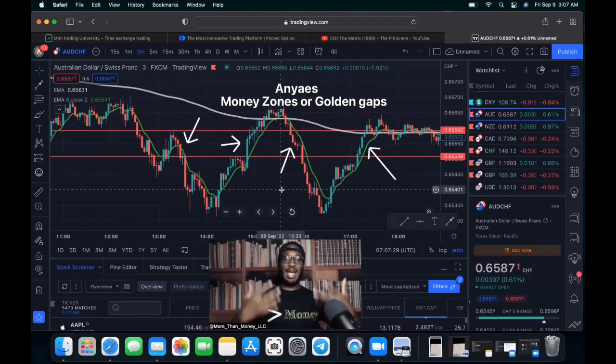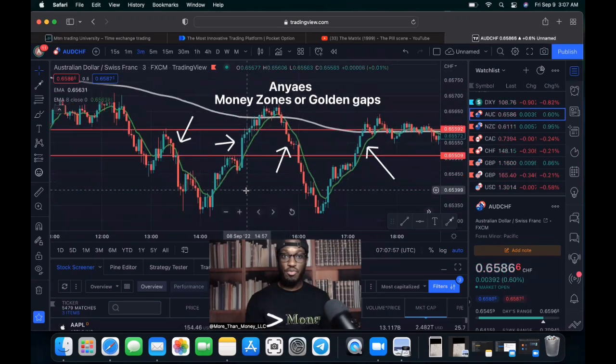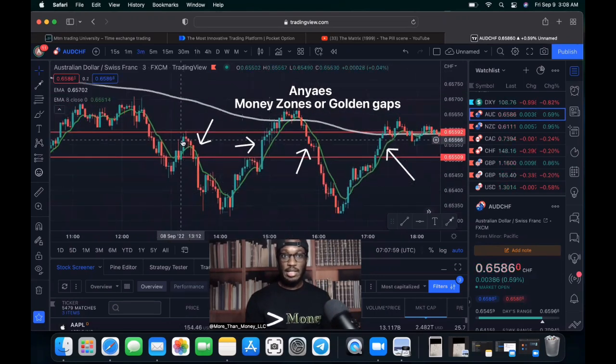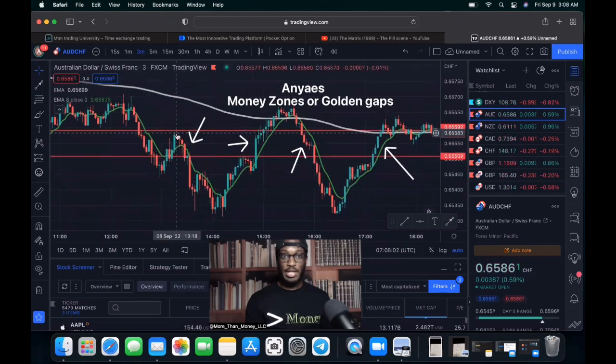But when we're dealing with the concept of a money zone, an Anyae's money zone, or a golden gap, ultimately we're dealing with consistent movement through that zone that's not being stopped hardly, if any, by any levels of resistance. I'm not saying that it can't at some point be affected by levels of resistance, but for the most part, we're just seeing clean, consistent movement. So let me give you an example. I caught a money zone right here and I marked it up for you guys. Look at that clean movement.